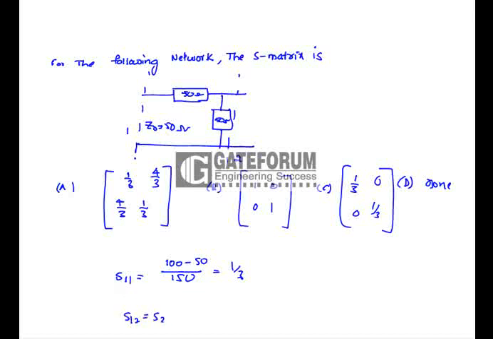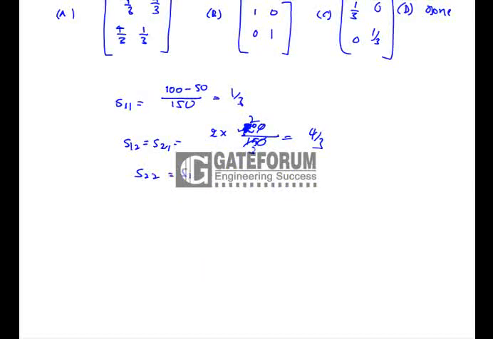S12, S21 is equal to 2 times 100, that is 100 divided by 200. See, this is 100 by 150. So 4 by 3 is the perfect answer. Similarly S22 is also equal to S11, hence option A is correct.